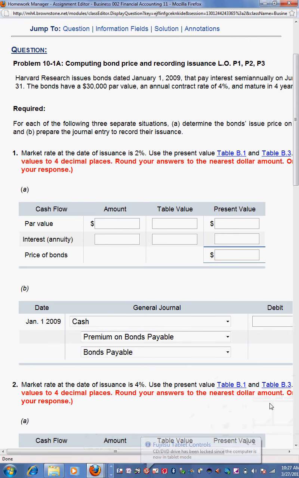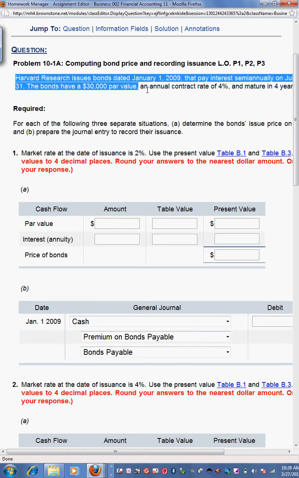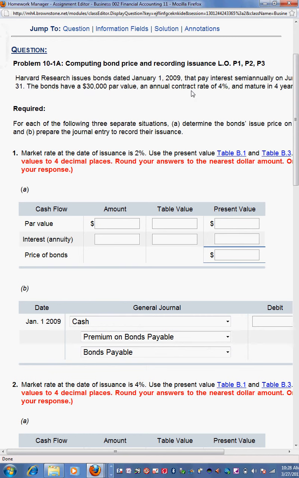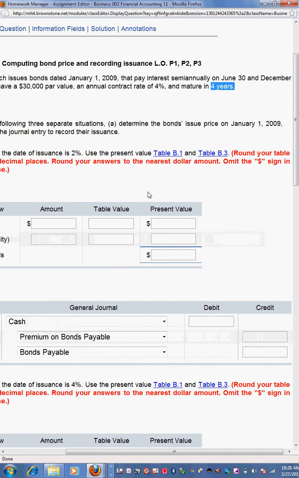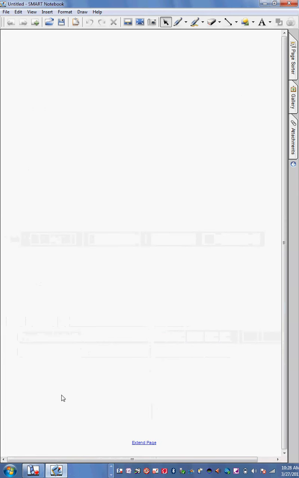Okay, students, I'm going to try something different here. We're going to solve a homework problem and record it so you can watch it as a video. I'm going to try to do problem 10-1A here, and notice that it has a $30,000 bond value, contract or coupon rate of 4%, matures in 4 years. So these are the key things, right? 30,000, 4%, 4 years. Okay, so now I'm going to go to a different tool here, and we're going to start writing this problem out.